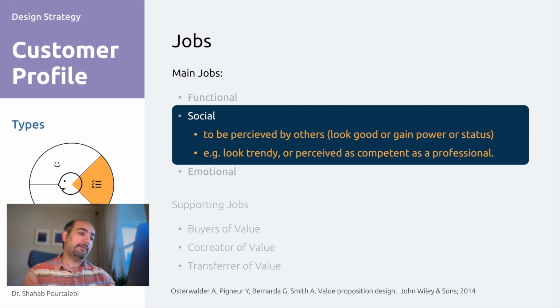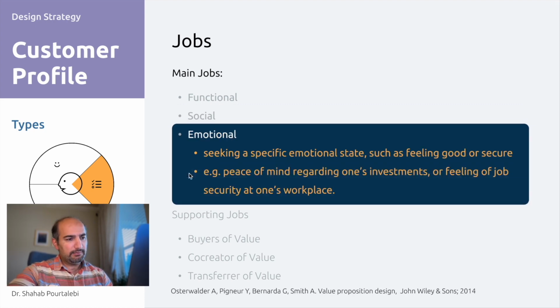So we need to get back to our value proposition to see what other things we can include to make it a more sophisticated value proposition. Another step is emotional jobs or emotional tasks. When a user is seeking specific emotional states such as feeling good or secure, we need to think from our value proposition perspective about what we can do to give peace of mind regarding our users' investment, or to help our users feel job security, for example.